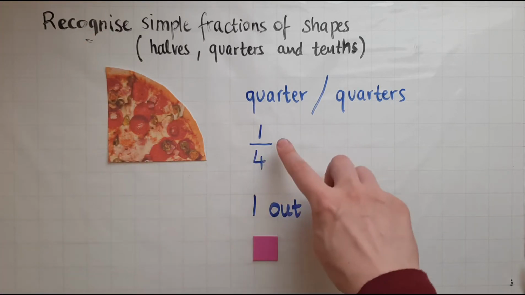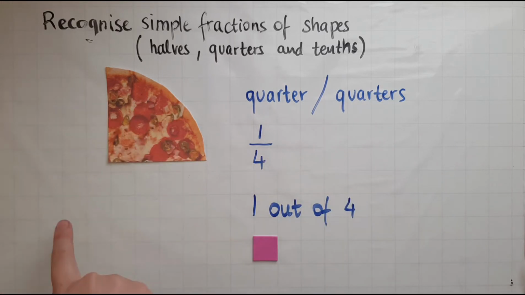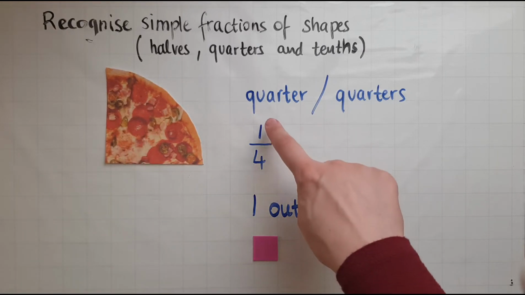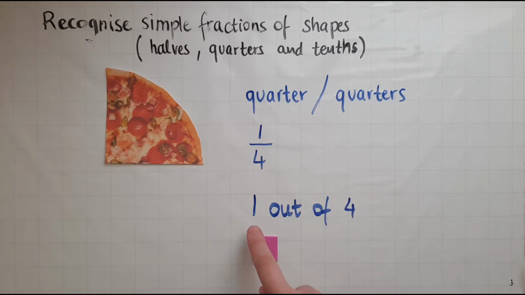One of them I write as 1 out of the 4, because I had 4 in total, 4 equal parts, and I'm looking at 1. I'm taking 1. 1 out of 4. So how do I cut shapes into quarters?